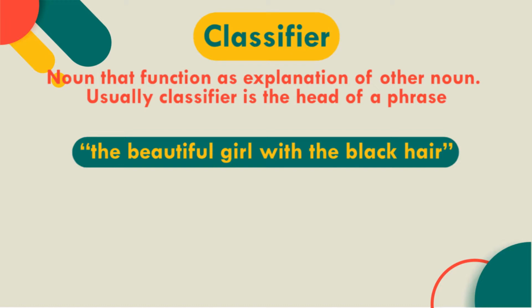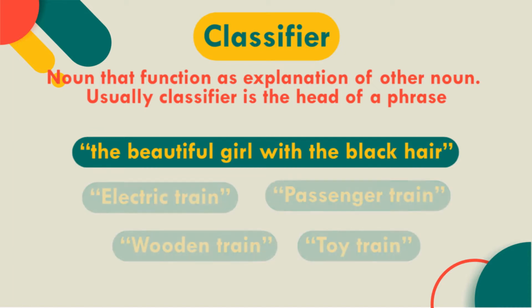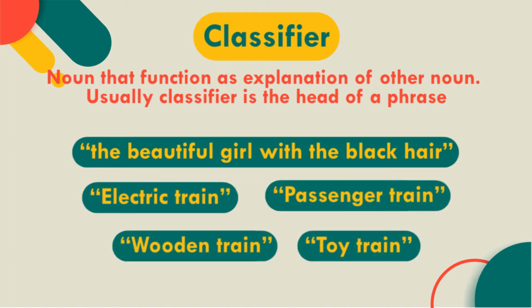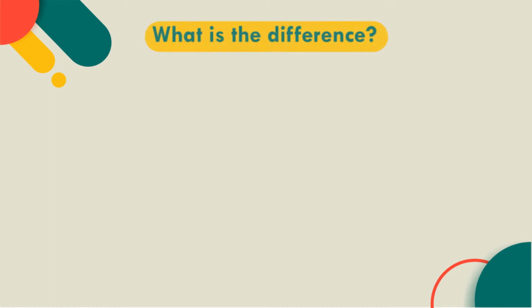The classifier indicates a particular subclass of the thing in question. For example, electric trains, passenger trains, wooden trains, toy trains, etc. Alright, so what is the difference between epithet and classifier? The line between epithet and classifier according to Halliday is not a very sharp one, but there are significant differences.